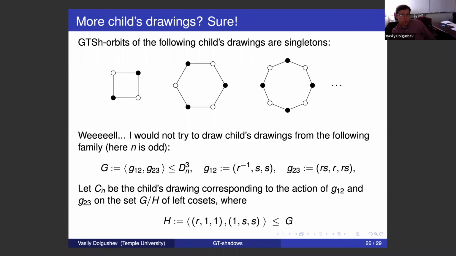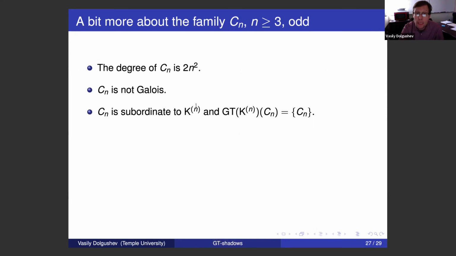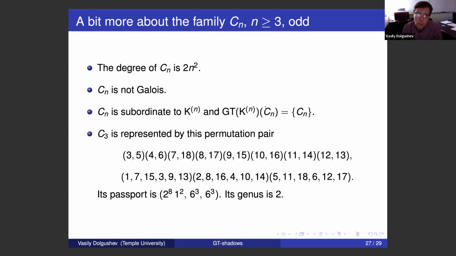Since I'm short on time, let me just formulate properties of this family of Child's drawings. The degree of Cn is 2n squared. Cn is not Galois. Cn is subordinate to Kn, and the orbit of Cn is a singleton. Therefore, the orbit of the GQ action is also a singleton. For a specific example, n equals 3. C3 is represented by this permutation pair. Its passport is given here, and its genus is 2.